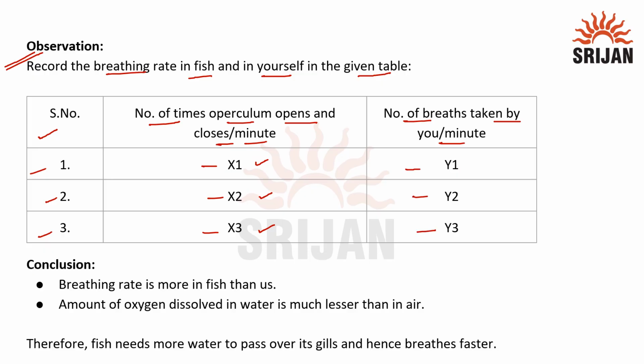Now we will be able to conclude that breathing rate is more in fish than us. That means x1 will be greater than y1, x2 will be greater than y2 and x3 will be greater than y3. So the amount of oxygen dissolved in water is much less than air. That's the reason breathing rate in fish is more than us. Therefore, fish needs more water to pass over its gills and hence breathes faster.